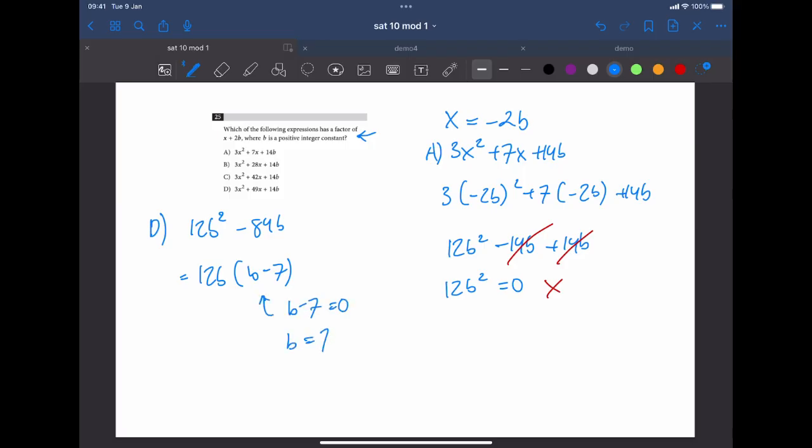We find that b equals 7. 7 is a positive integer constant, hence we found our answer for D.